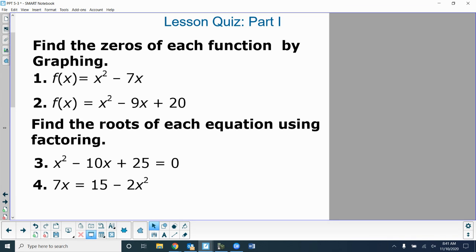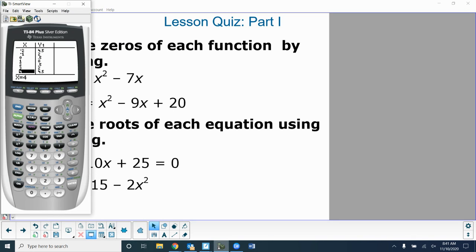All right, so for number one, it says find it by graphing. So what did I tell you to do? Put it in your calculator, right? So you go to your y equals, and what was it? X squared minus 7x, right? So here's x, right there under mode, next to alpha, next to stats there, and squared, and then minus 7x, enter, and then hit graph.